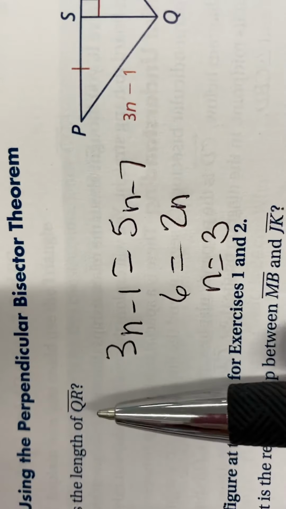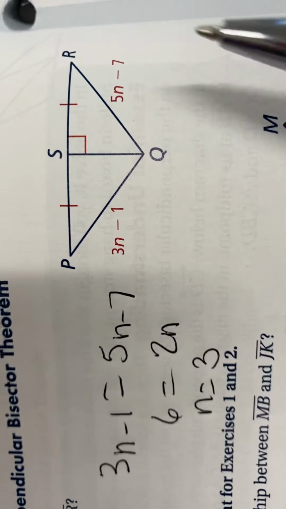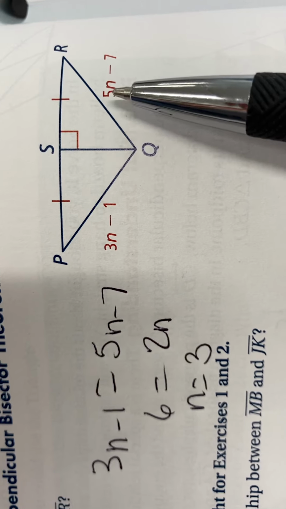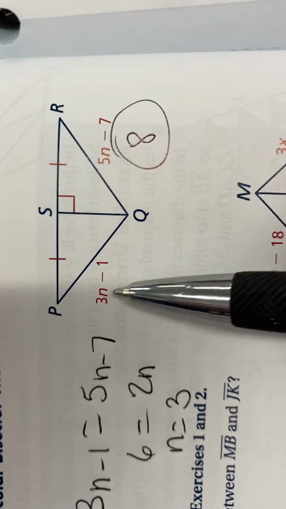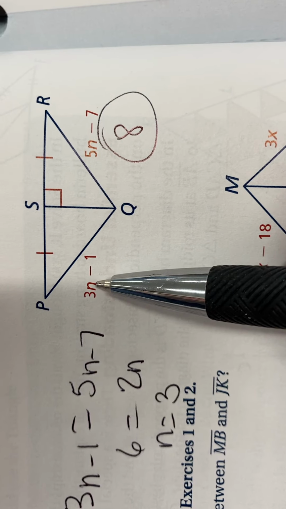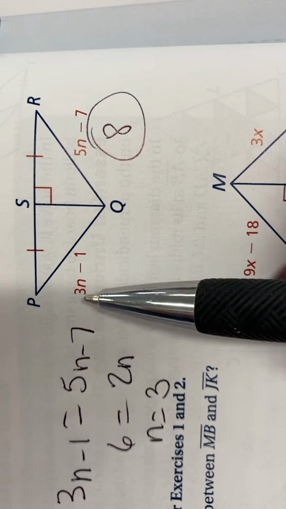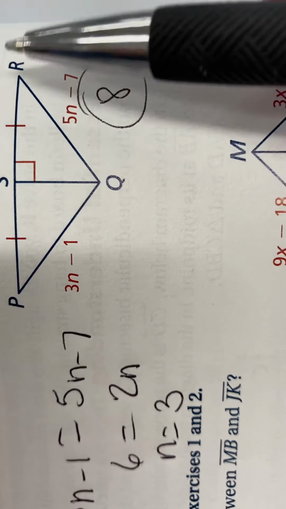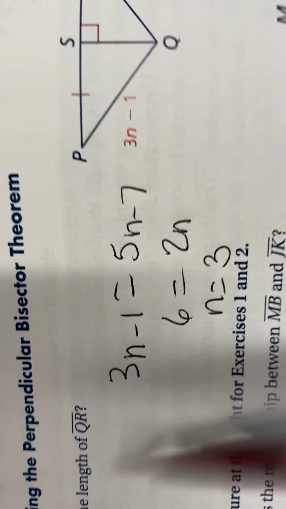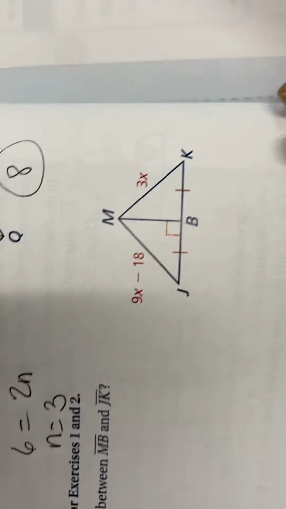But that's not the question. The question is, what is the distance from Q to R? So you're going to plug 3 in here. It gives you 15. 15 minus 7 is 8. And if you stick 3 in here, you get 3 times 3 is 9. 9 minus 1 is also 8, so you can check your answer. But the answer to this one is 8. The distance from Q to R is 8.